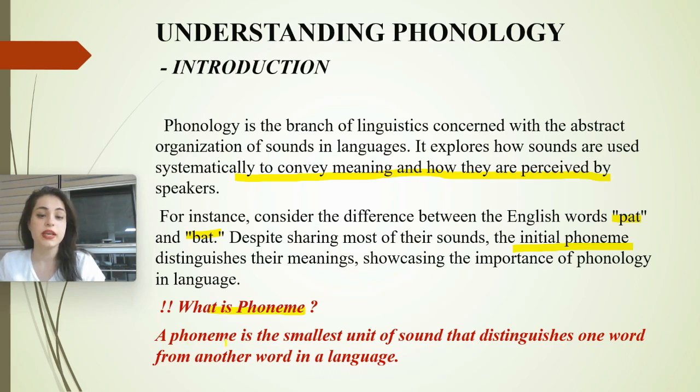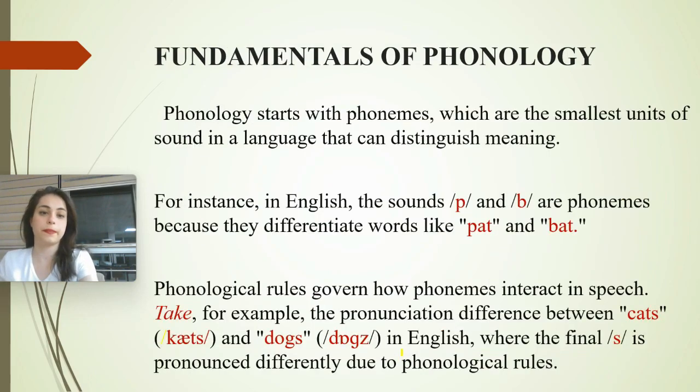A phoneme is the smallest unit of sound that distinguishes one word from another word in a language. Fundamentals of phonology. Phonology starts with phonemes, which are the smallest units of sound in language that can distinguish meaning. For instance, in English, the sounds P and B are phonemes because they differentiate words like pat and bat.